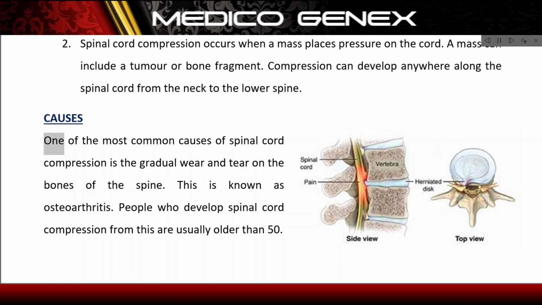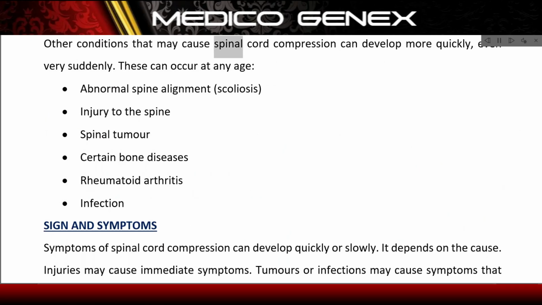Causes. One of the most common causes of spinal cord compression is the gradual wear and tear on the bones of the spine. This is known as osteoarthritis. People who develop spinal cord compression from this are usually older than 50. Other conditions that may cause spinal cord compression can develop more quickly, even very suddenly. These can occur at any age. Abnormal spine alignment, scoliosis. Injury to the spine. Spinal tumor. Certain bone diseases. Rheumatoid arthritis. Infection.